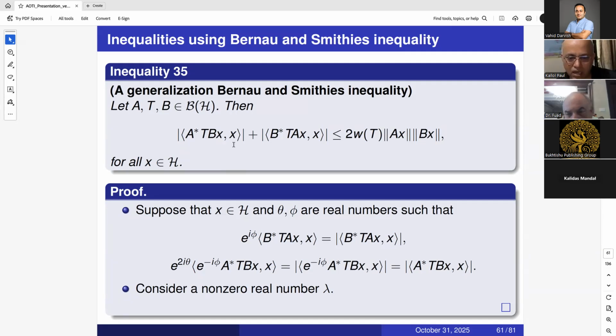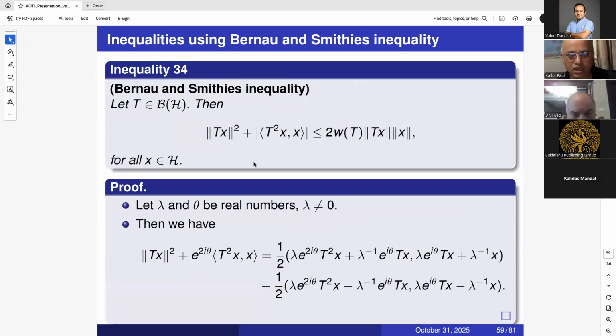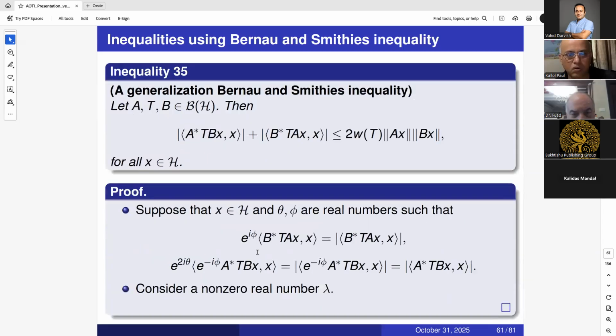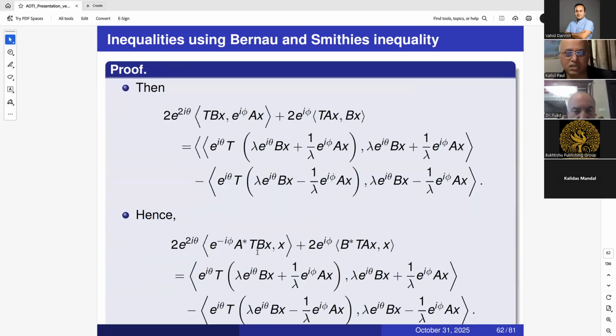And for that, what I need is an equality like the one that was holding here. So I have to develop an equality like this involving A and B, and T is already there. A and B I am actually introducing. So this is the truth, right? If you take A equal to B equal to Y and phi is 0, then you land at this Barnum-Smithies equality, right?